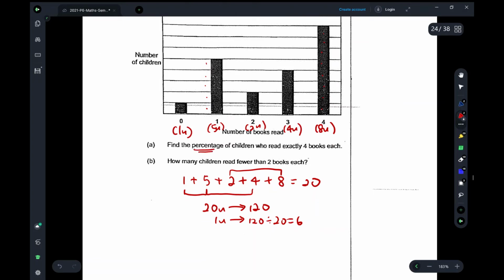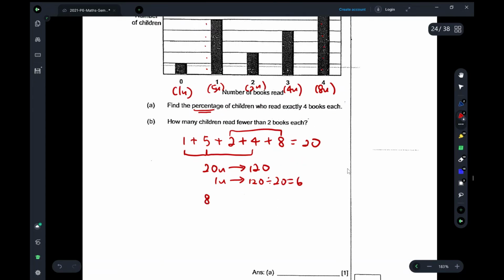If they're asking for percentage, actually you don't need the real number of children. You can use the units and you will still end up with the same answer. With exactly 4 books, that will be 8 units. If they're asking for percentage, I need a fraction. The bottom will be the total number of units of children, which we found is 20, multiplied by 100%. So that's 40%. Okay, remember to write your units, if not that's half a mark gone.